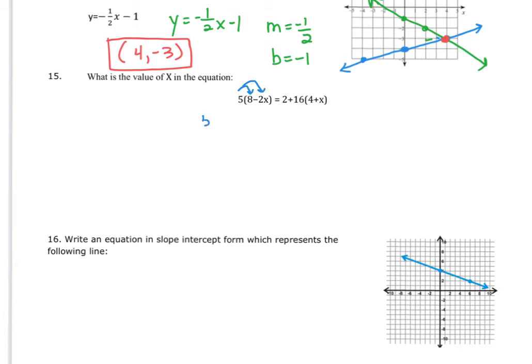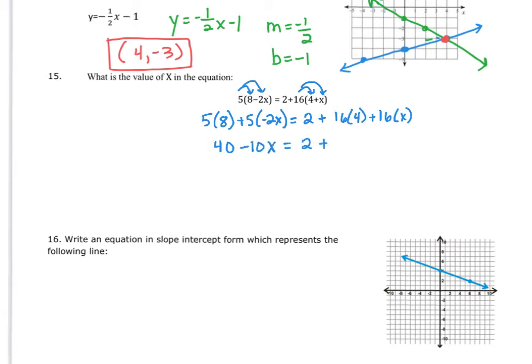Okay, so I'm going to have 5 times 8 plus 5 times negative 2x equals 2 plus, and I'm going to distribute this 16 here. So 16 times 4 plus 16 times x. 5 times 8 is 40. 5 times negative 2x is negative 10x equals 2 plus 16 times 4 is, you got your calculator, that should be 64 plus 16x.